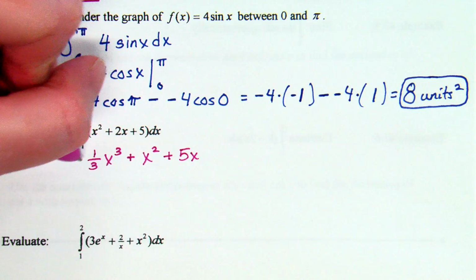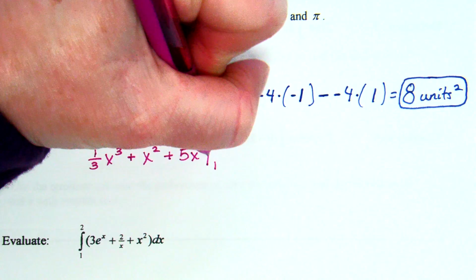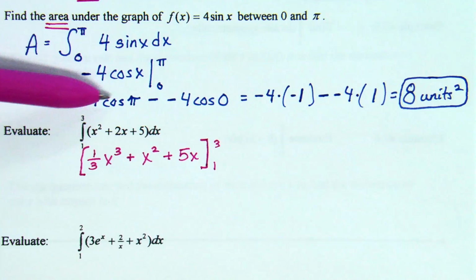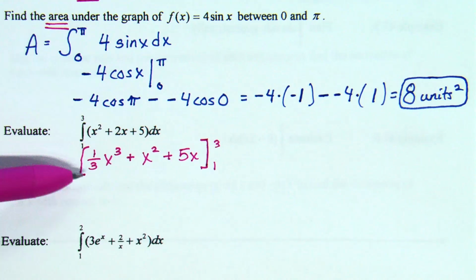I'm not going to put on a plus c because we evaluate from 1 to 3. Because this is more than one quantity, we tend to use brackets around it and then put the 1 and 3 after the value for evaluation. The previous one was just one quantity, so I just used a bar to show my evaluation. Here, because it's 3 quantities added, we put the brackets. Okay, so what am I doing here?